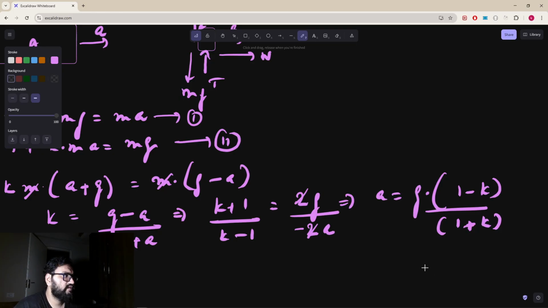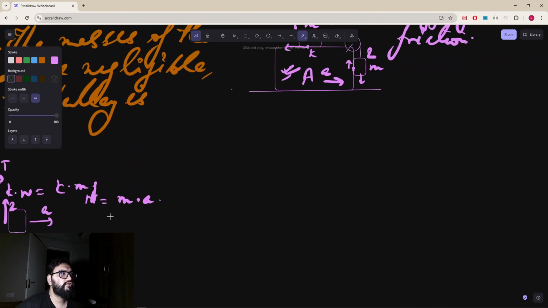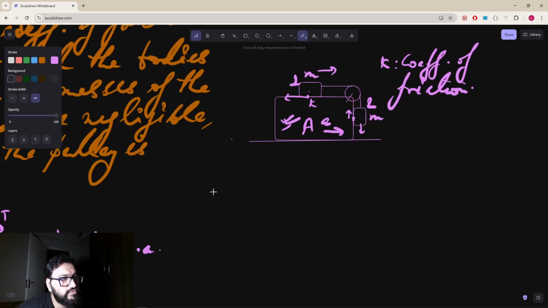So let me check the answer. Yeah, this is what my minimum acceleration should be for the body A, such that these two bodies, body 1 and body 2, don't move with respect to body A.